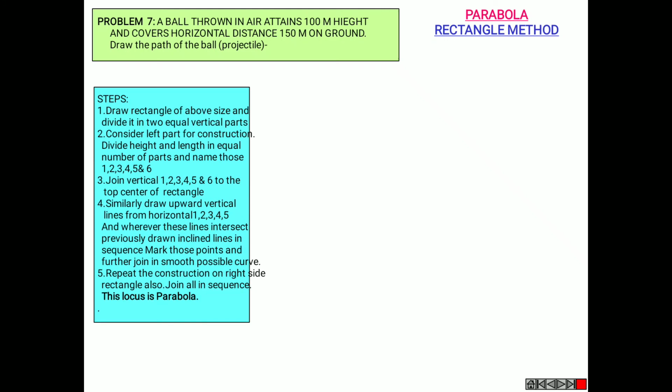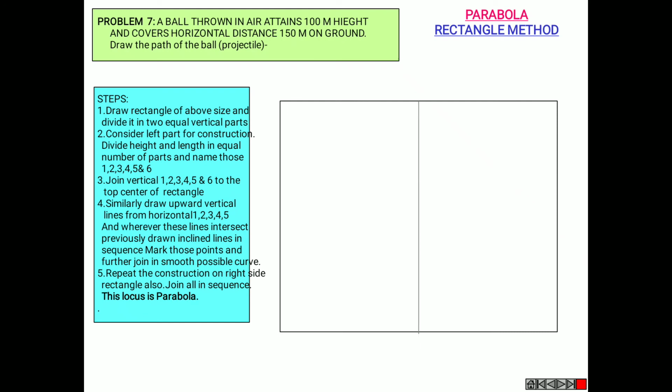That is your question, and these are the relevant steps for it. We have seen a rectangular box, dividing this rectangular box into 2 equal vertical parts. Towards your left, divide the vertical line and horizontal line into 6 equal parts, both the vertical and horizontal line, and mark them as 1, 2, up to 6. Similarly for the horizontal sections.